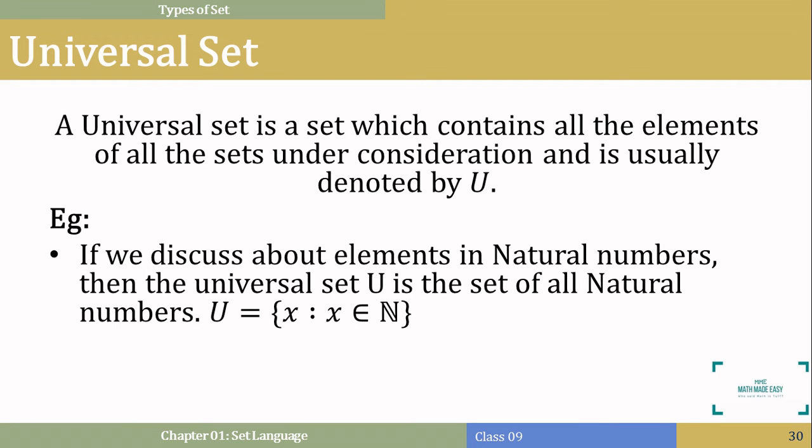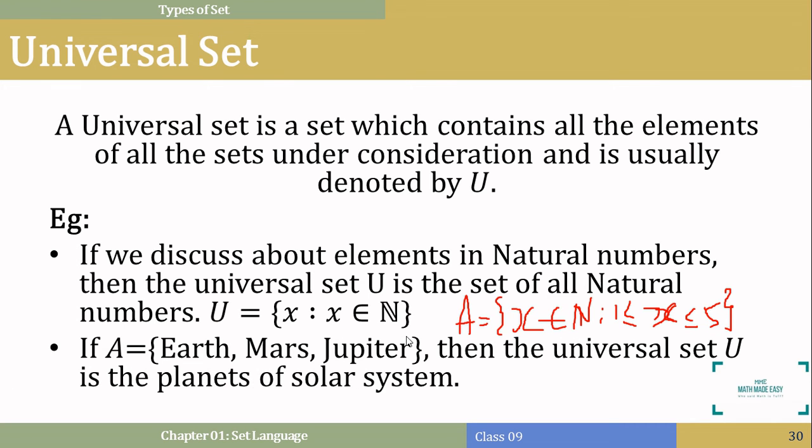If we discuss elements in natural numbers, the universal set U is the set of all natural numbers. For instance, if we take the set A equals the elements x such that x belongs to natural numbers and x ranges from 1, 2, 3, 4, 5, the universal set for this set A is the set of natural numbers. And if we take the set A to be Earth, Mars and Jupiter, then the universal set U will be the planets of the solar system. I think this would be clear for a universal set.